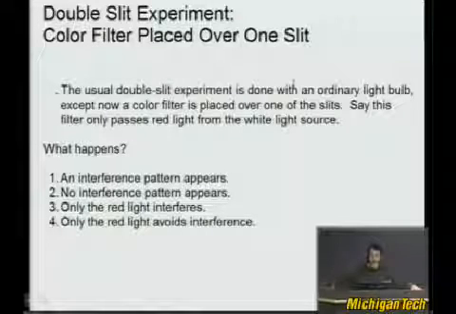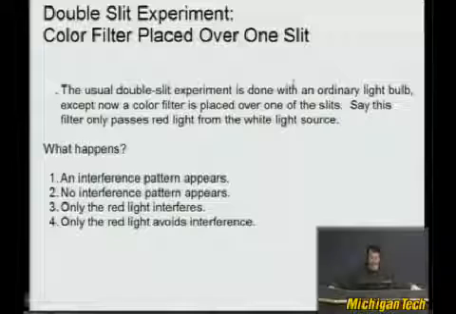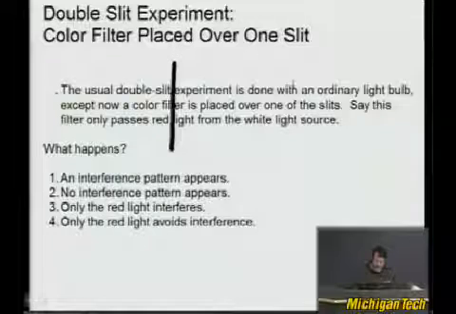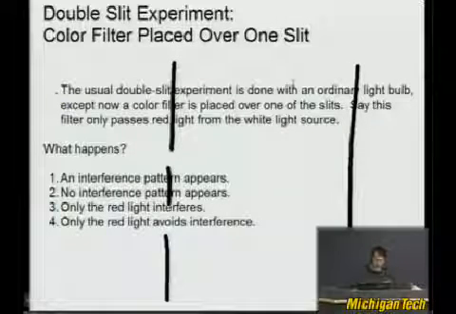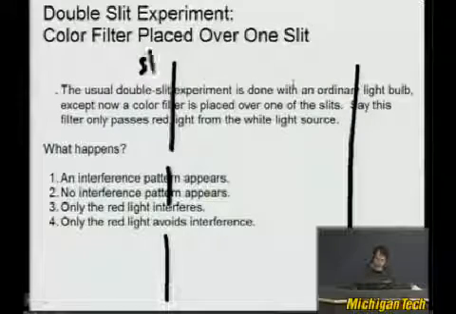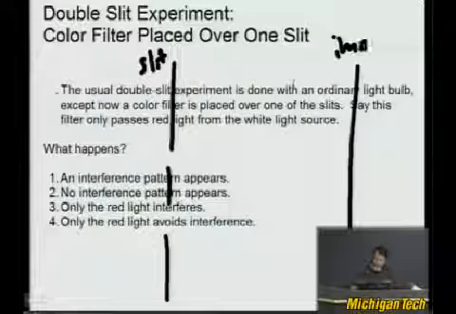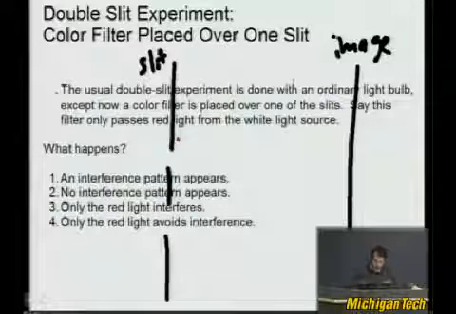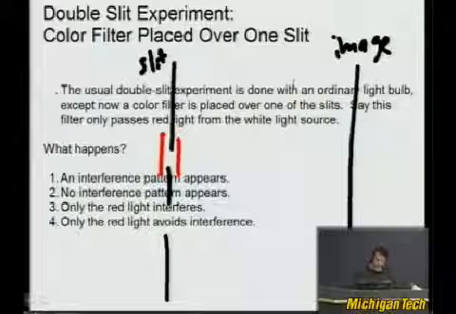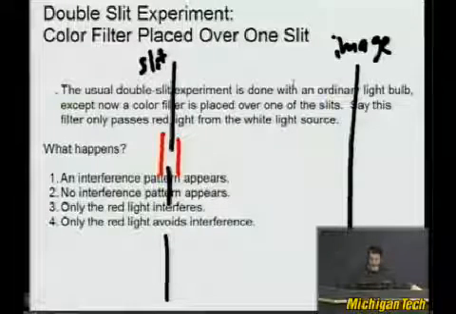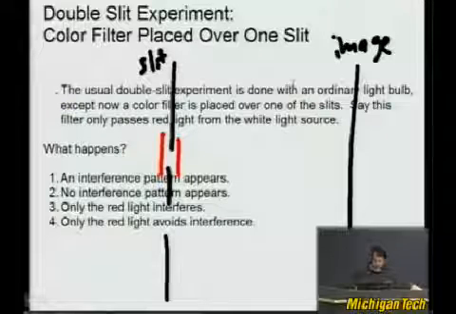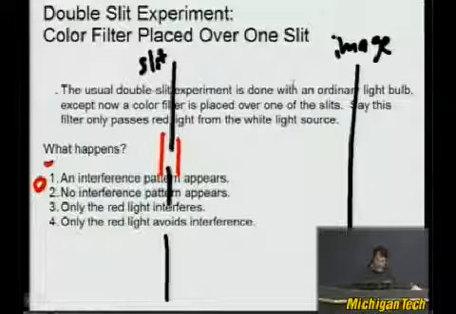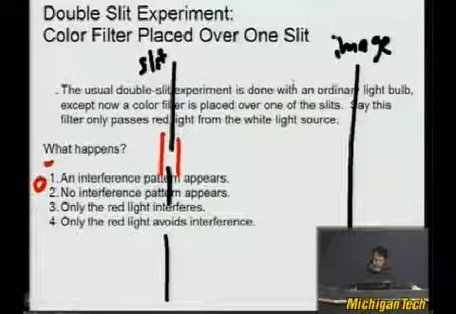Okay, so let's try another one. Now, let's say you have a color filter placed over one slit. So here you have your basic slit screen, and here's your image screen. So now we're going to put over one a red filter right behind it, or you can put it in front of it. Redness. Now you're going to let your white light source that has all these different colors come out here. Let's do all the colors of the rainbow here, or as many as they'll let me do.